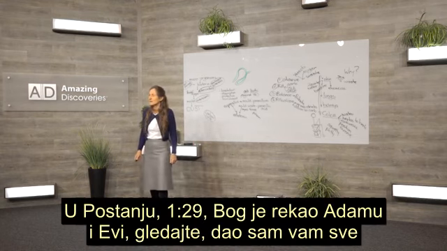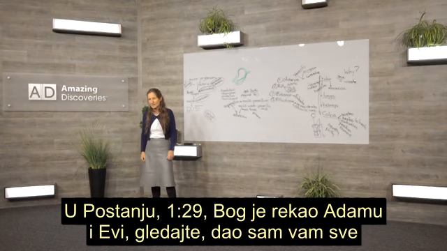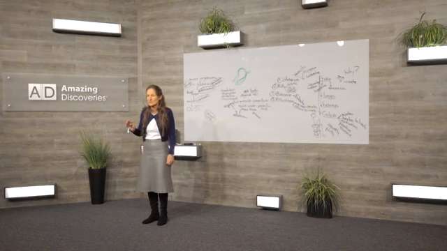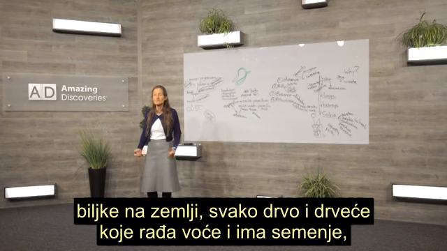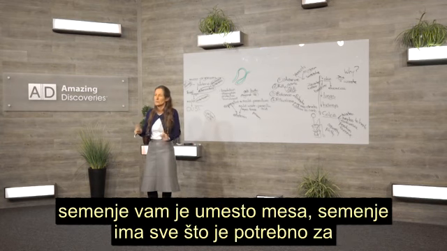So in Genesis 1:29, God said to Adam and Eve, "Behold, I've given you every herb bearing seed which is upon the face of the earth, and every tree, in the which is the fruit of a tree yielding seed. To you it shall be for meat."